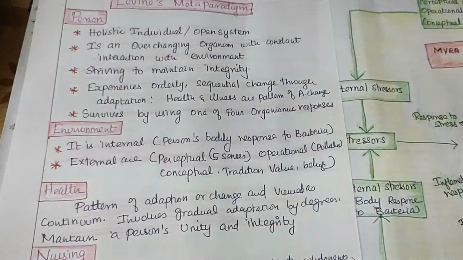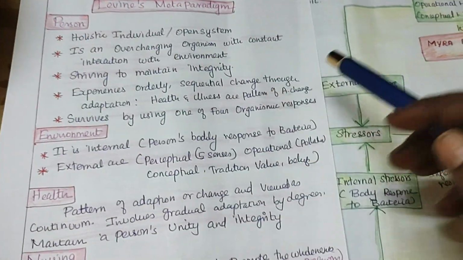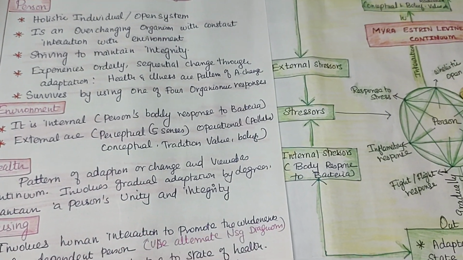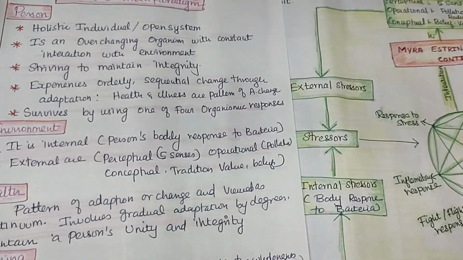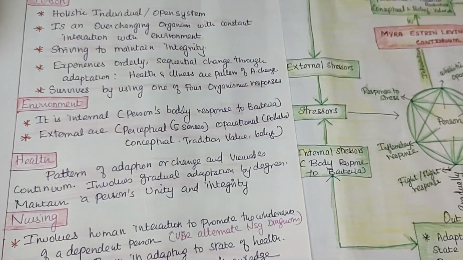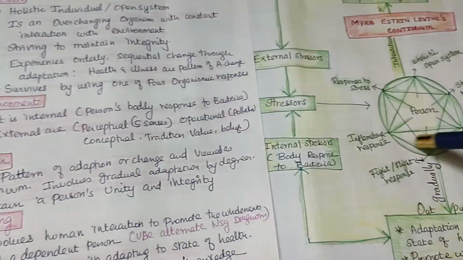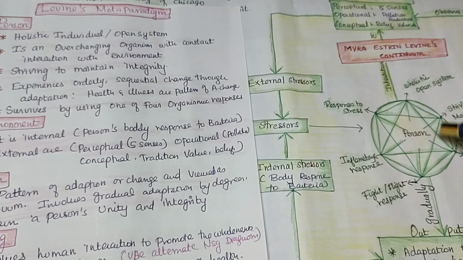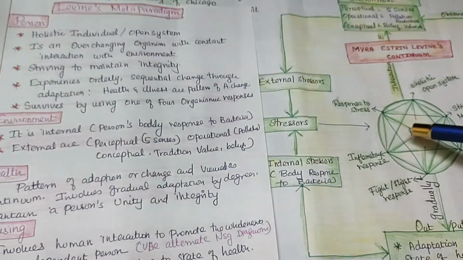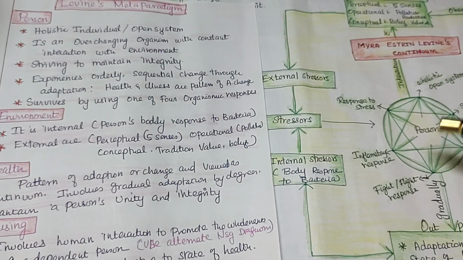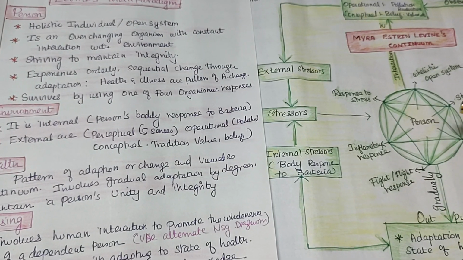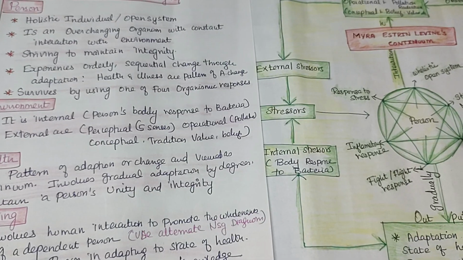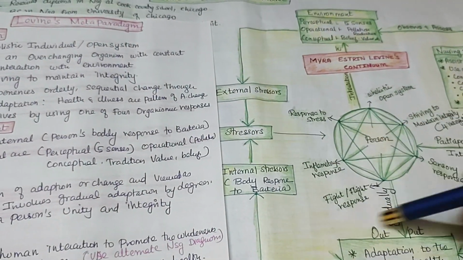Let us see Levine's metaparadigm. As a person, she says a person is a holistic individual. It is an open system, an exchange of the organism, striving to adapt to the environment, and he experiences orderly sequential changes through adaptation. Health and illness are the pattern of how his adaptation changes occur, and survival is by using his own responses. His survival depends upon the response.